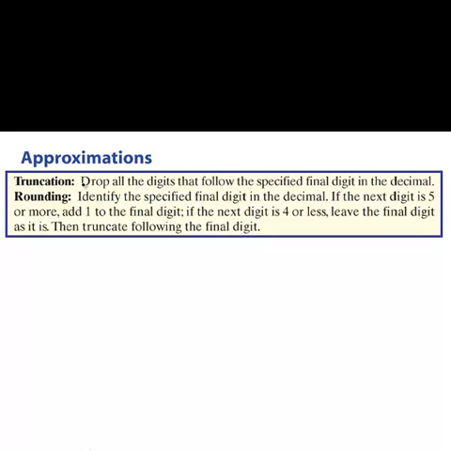It's really determined by what's to the right of the last digit that you want to truncate to. All right, but basically what truncating means is to drop all the digits that follow that specified final digit. So if you want to truncate after the second decimal place, then everything after the second decimal place you'll just drop, regardless of what's to the right. But rounding, you have to use the rounding rule that basically says that you look at the digit to the right of the last digit that you want to round to, and if it's 5 or more, then you'll round up. If it's 4 or less, then you'll keep the digit the same.